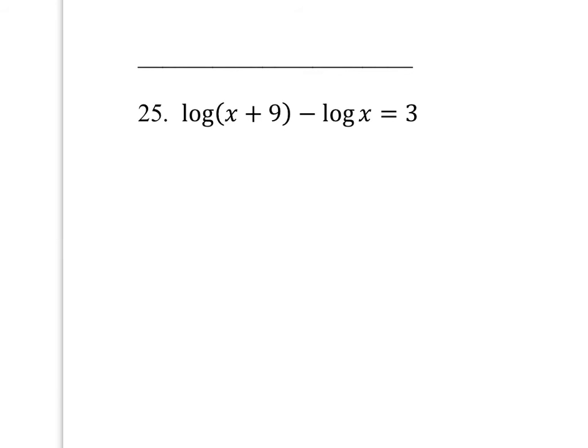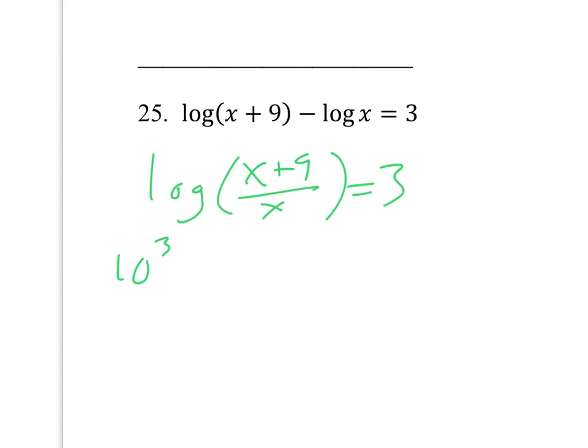For number 25, this log equation, we are going to have to condense this down, and when we condense it we'll be using our quotient property. We get log of x plus 9 over x will equal 3. And then we can switch it to exponential form. We get 10 to the 3rd again equals x plus 9 over x. So that's 1,000 again equals x plus 9 over x.